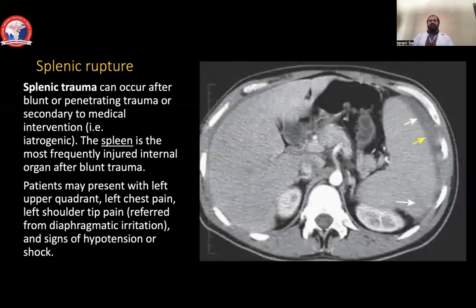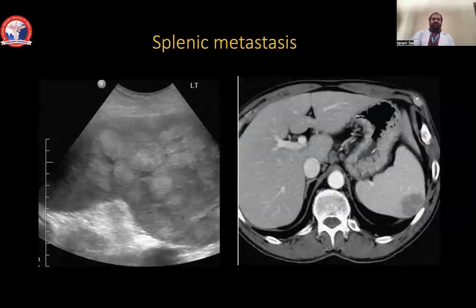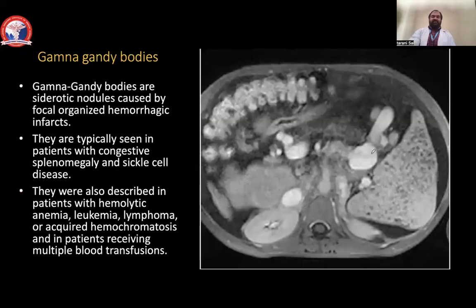This is a CT image taken in the portal venous phase, showing a perisplenic collection with a linear hypoenhancing area, likely a laceration. Splenic metastasis. We can see here multiple hypervascular lesions noted in the spleen, as confirmed on the CT abdomen axial images.